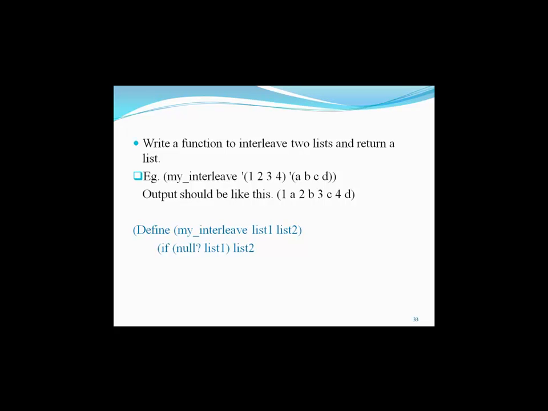In here, if list1 is null, we are sending list2, else we are going to combine the car of list1 and the recursively sent output from myInterleave. In here, when we are sending the values recursively backwards, we are changing the positions of list1 and list2, so we get the appropriate output.